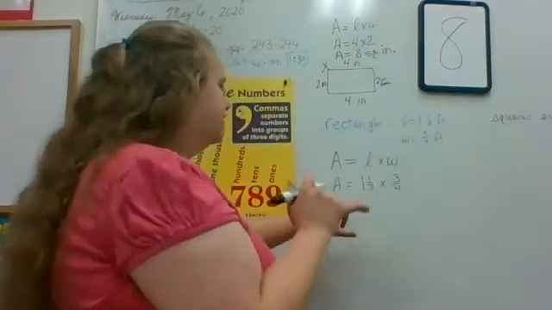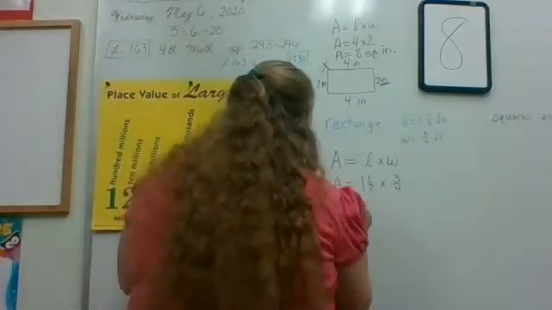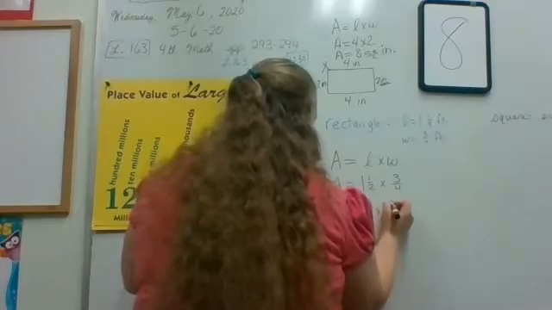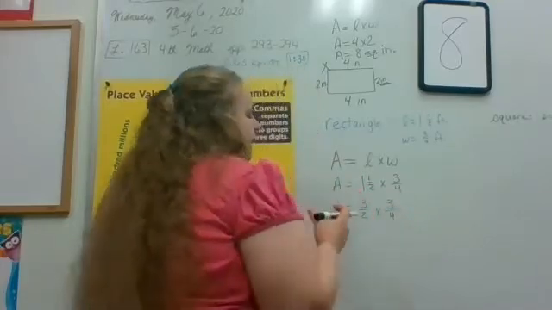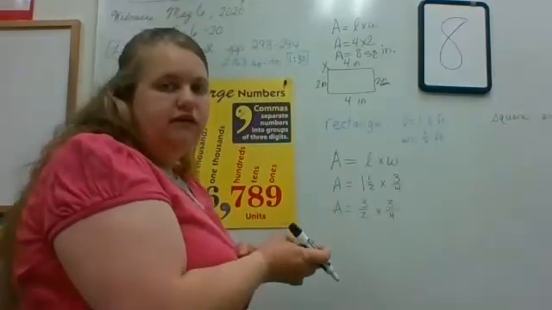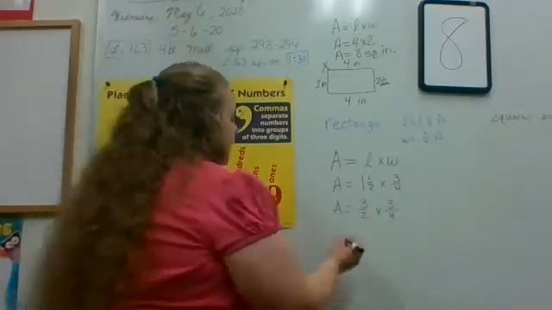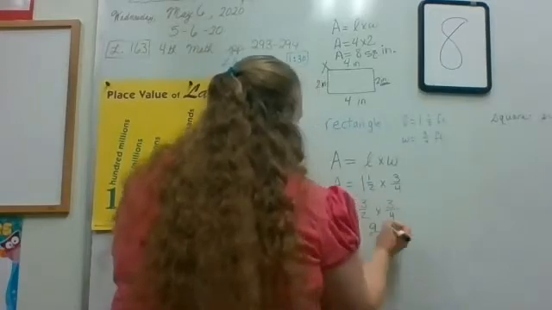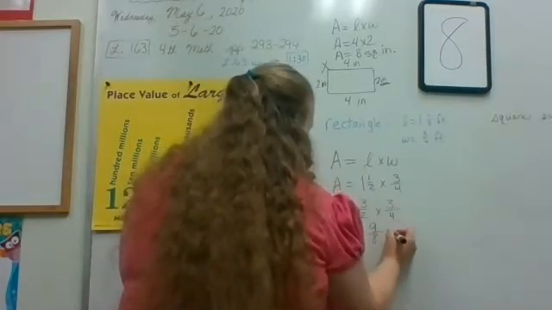Now we do need to change this into an improper fraction, right? Which was 3 over 2. We multiply 3 times 4. Can we cancel any of this? No, we can't. So 3 times 3 is 9. 2 times 4 is 8.